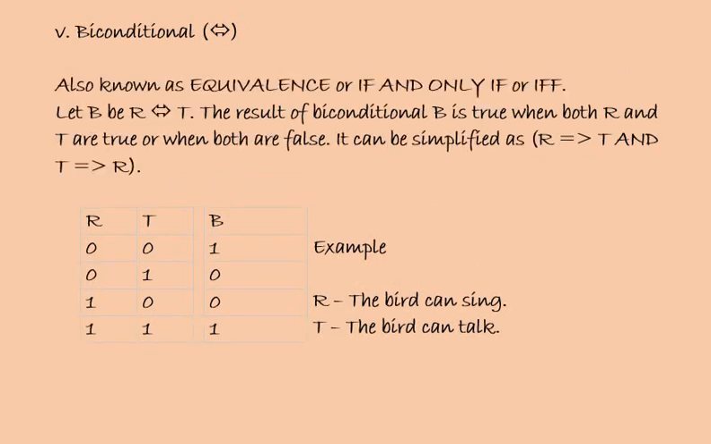The result of biconditional is going to be true when both of them are true or when both of them are false. This is called biconditional, meaning either both of them are true together or both of them are false together. It cannot be that any one of them is true and the other is false. Hence, the truth table indicates when both are 0, the result is 1, or when both are 1, the result is 1. Any case where one of them is 0 and the other is 1 will not be accepted as biconditional.